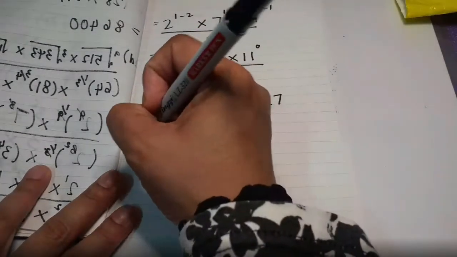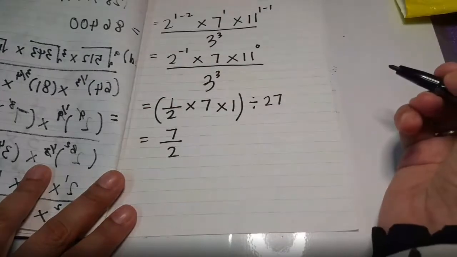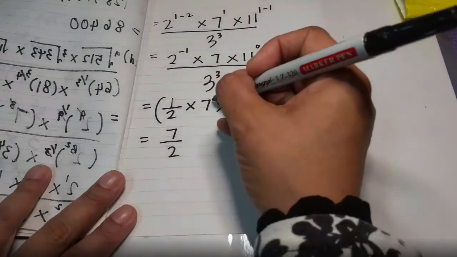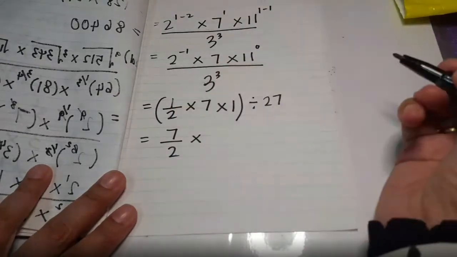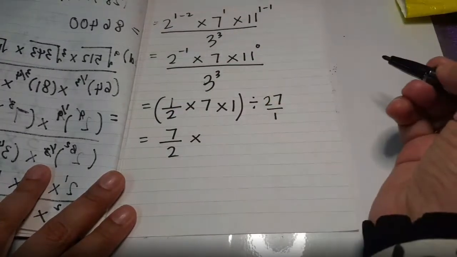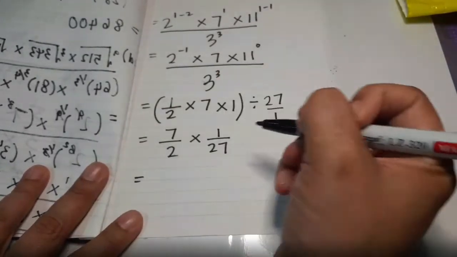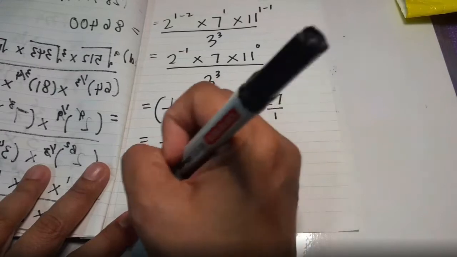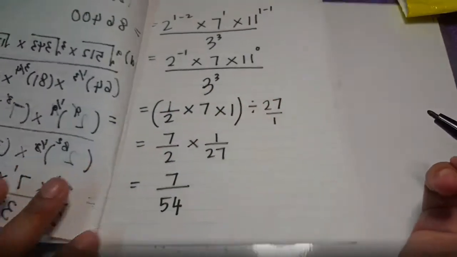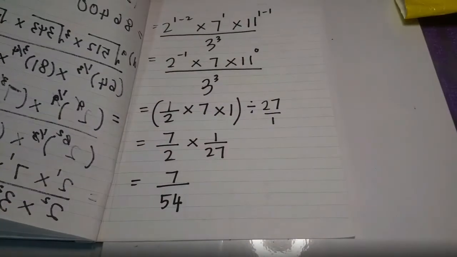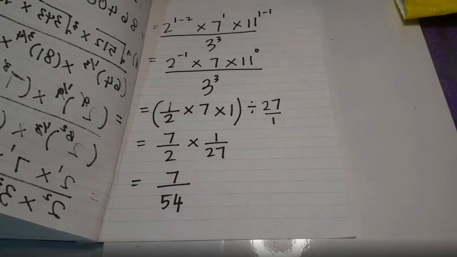Okay. Now we simplify in the bracket. 7 over 2. We multiply: 1 multiply 7 multiply 1, 7 over 2. Divide becomes multiply. Okay, this is over 1, so we change to 1 over 27. So 7 multiply 1, 7. 2 multiply 27, 7 over 54. Can we simplify? Cannot. This is the final answer.